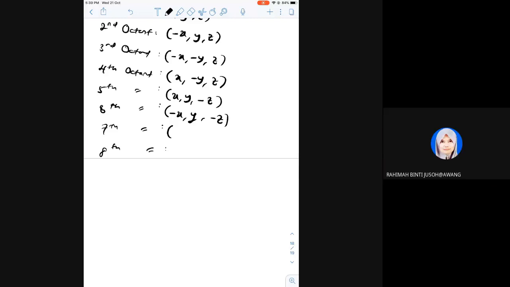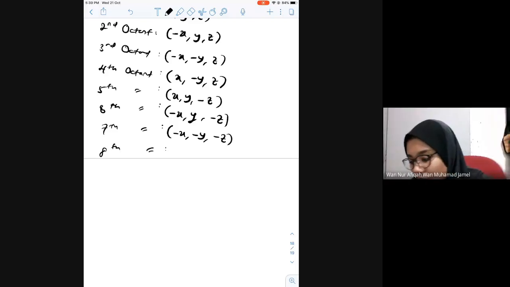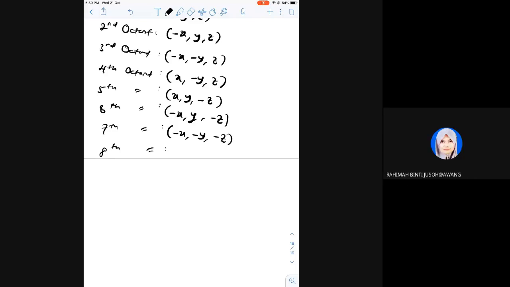7 octane belakang kan? So bila belakang negative X. And then di sebelah kiri, so di kiri negative Y. And then di sebelah bawah, so of course negative Z. Negatif Z. Understand guys? Yes.